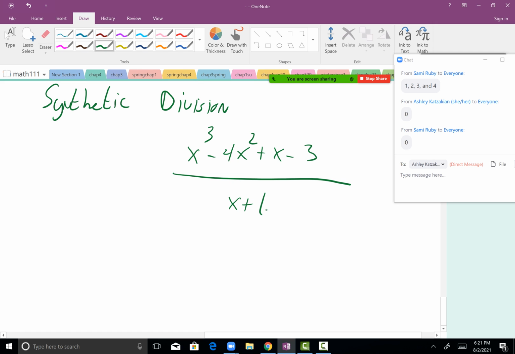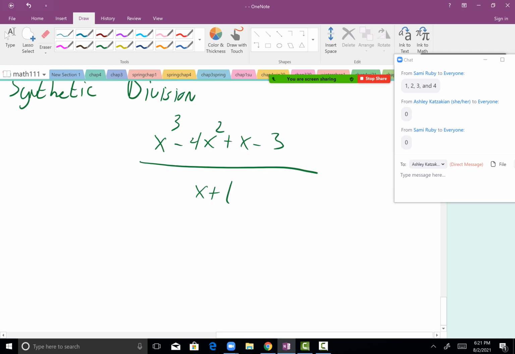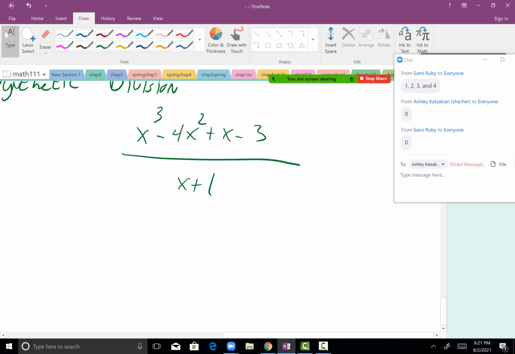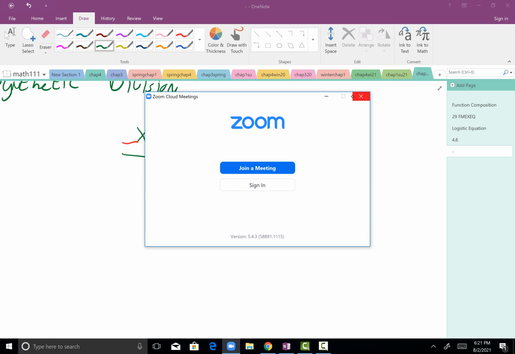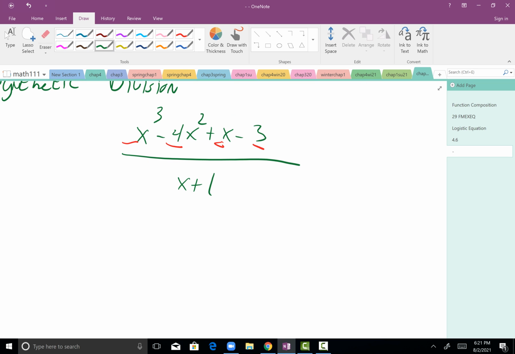Okay, so here's how synthetic division works. First of all, you don't focus so much on the variables. You look only at the coefficients, so that's the numbers in front. So we're really going to look at this, this, this, and this. Okay, so I'm going to take 1x cubed, so I'm going to put a 1 there. Negative 4x squared, 1x, and then minus 3.